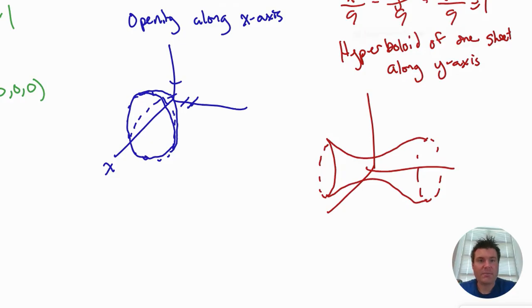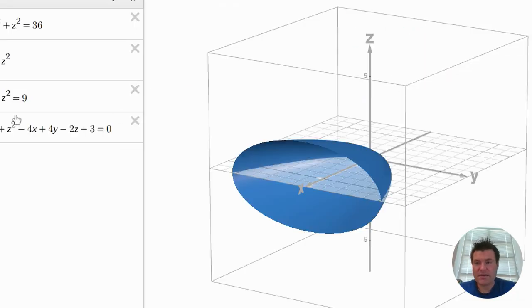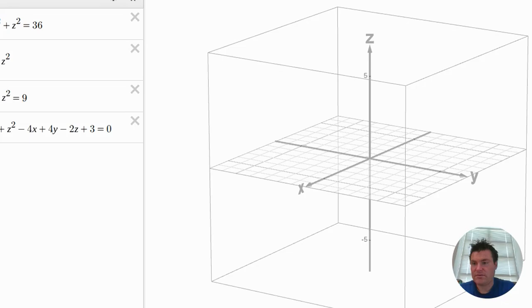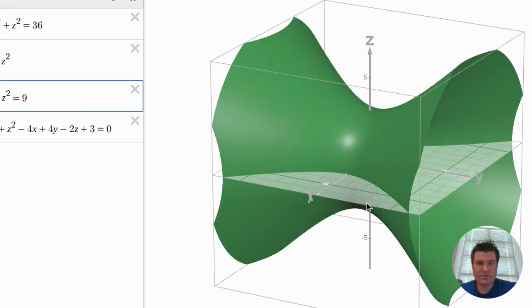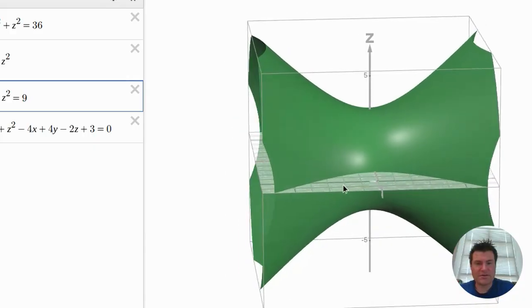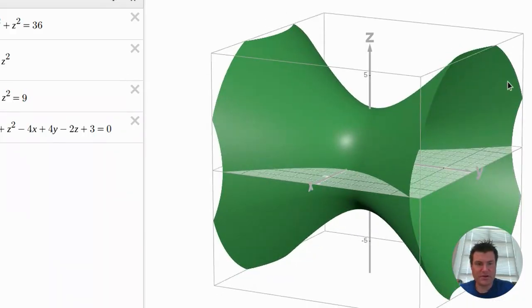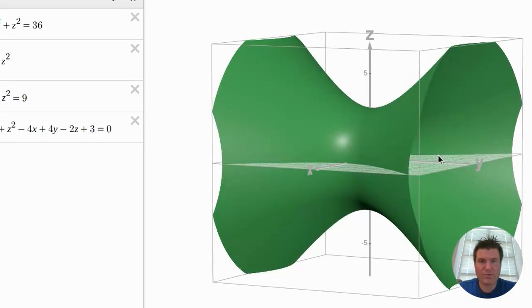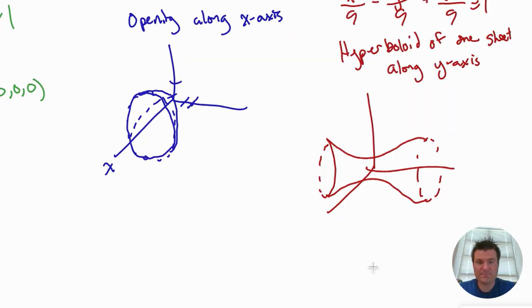All right, and what does that look like? Let me undo that last one. Let's do this next one, and there you go. This opens up. It just looks a little curvy here because the program confines it inside this box, so that's why. But there you go, there's the hyperboloid of one sheet.